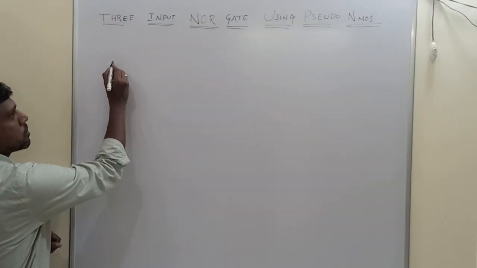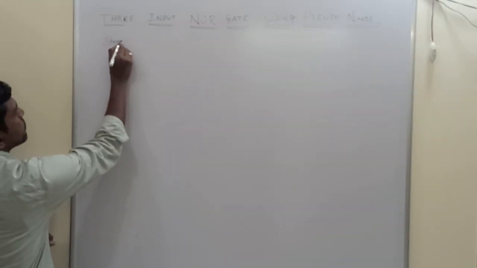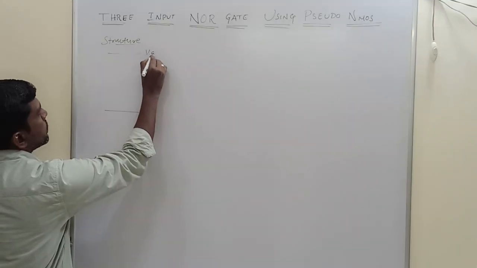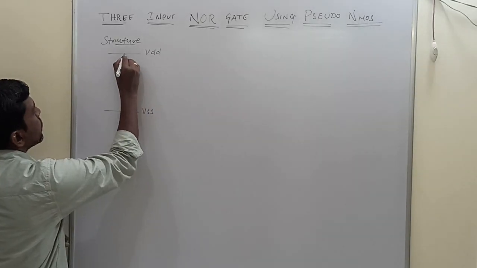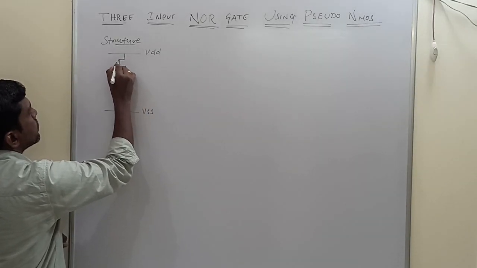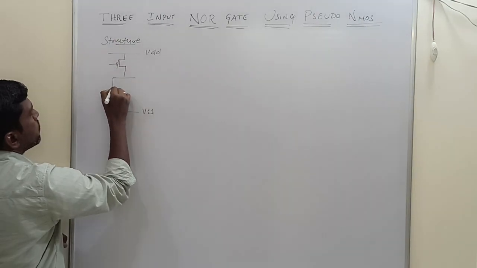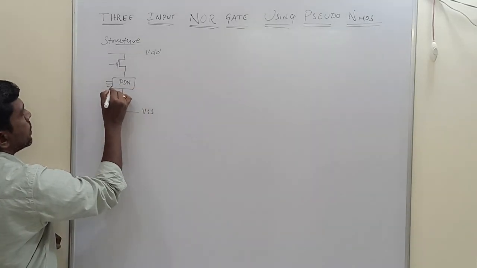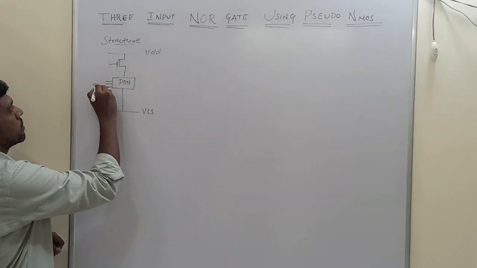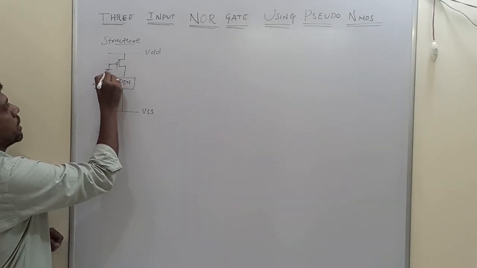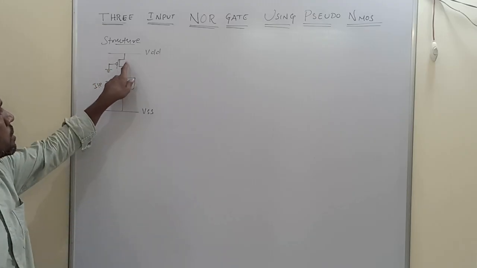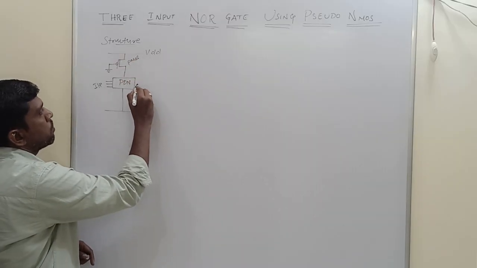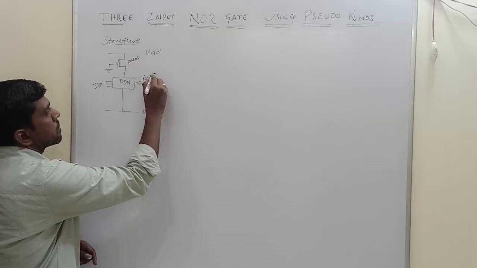First I will draw the pseudo NMOS structure. This structure consists of one PMOS transistor, then the pull down network. These are the inputs of the pull down network. The PMOS transistor gate terminal is connected to ground. So this is the PMOS transistor. The pull down network consists of NMOS transistors.